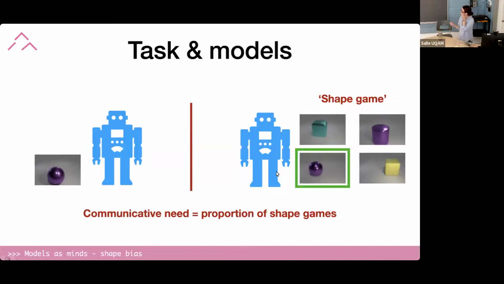So we can quantify communicative need in terms of the proportion of shape games that are seen during learning. If you have a lot of shape games that are seen while you're coming up with your language, you have a higher need to make these distinctions based on shape.